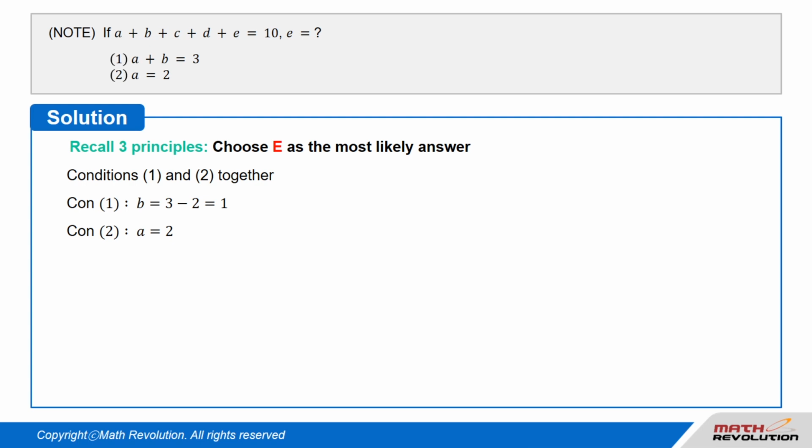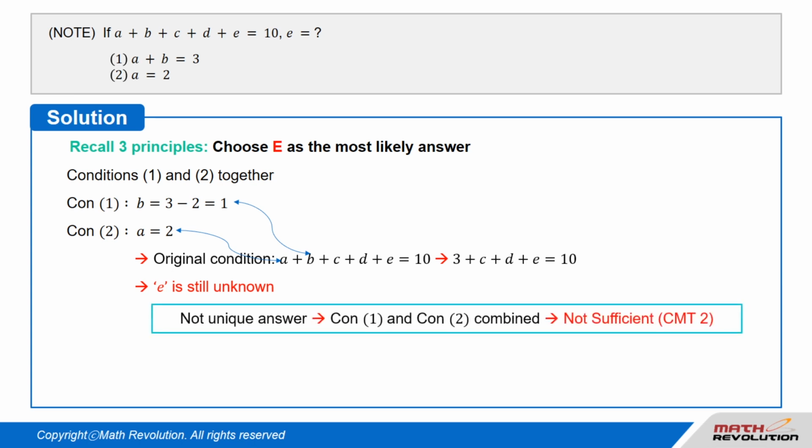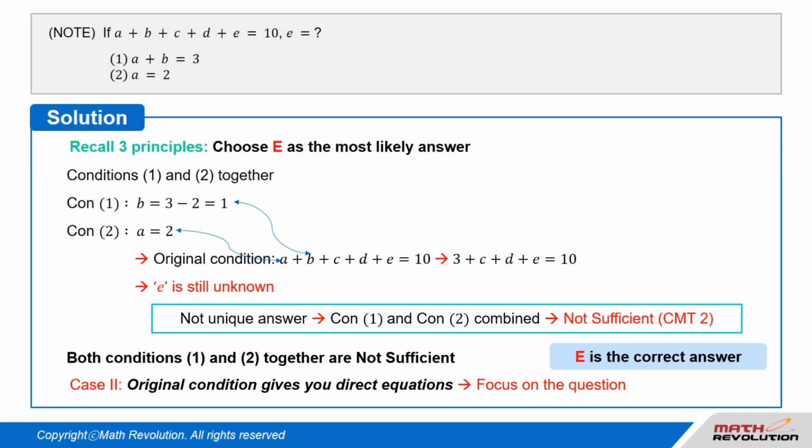Let's take a look at both conditions together. We get A equals 2, and B equals 3 minus 2, which equals 1. Substituting these values in the original condition, we get 3 plus C plus D plus E equals 10. We cannot find the unique value of E, so the conditions combined are not sufficient by CMT2, which means that the number of answers must be 1. Both conditions 1 and 2 together are not sufficient. So, E is the correct answer, which we could get after following the second step of the variable approach.